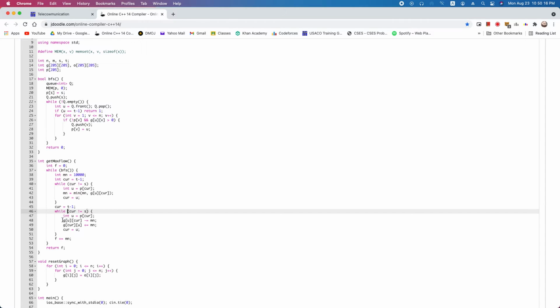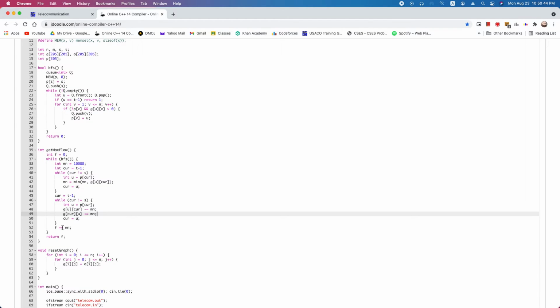So here we'll decrease the capacity from this parent node to the current node by our minimum flow. And then we will increase this capacity from the current node to the parent node. And this is the residual graph. So this residual graph will keep track of whether we can undo something. So the next time we do BFS, we can go through this path and then go back somewhere.